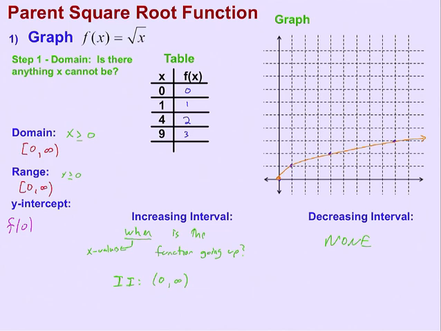Because the idea behind a y-intercept is what is the output when the input is 0, right? On this y-axis here, that's when the input, the x value, is 0. So the question is, what is the output? Well, in our case, we already have it on our table. f of 0 is 0. So the y-intercept here is 0.